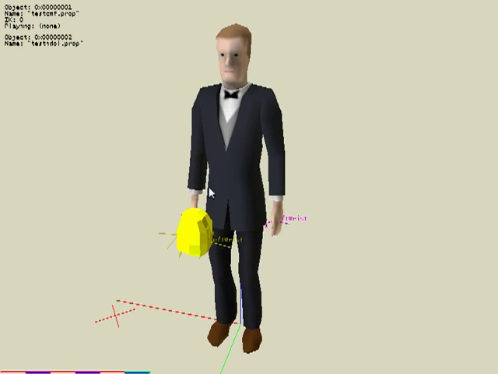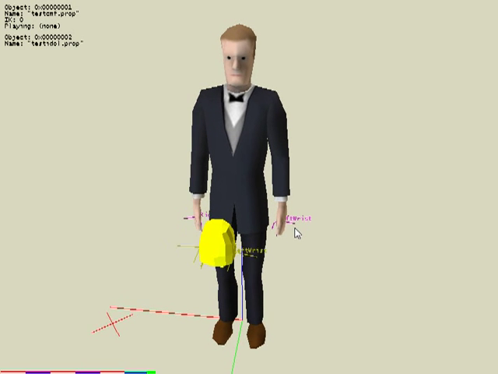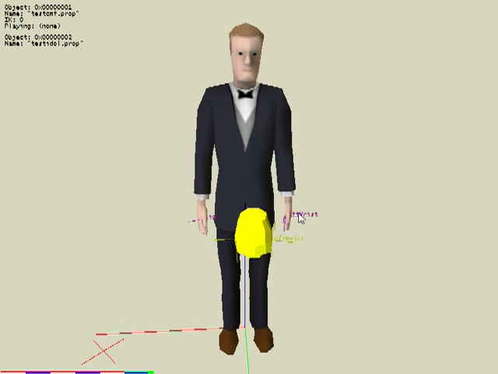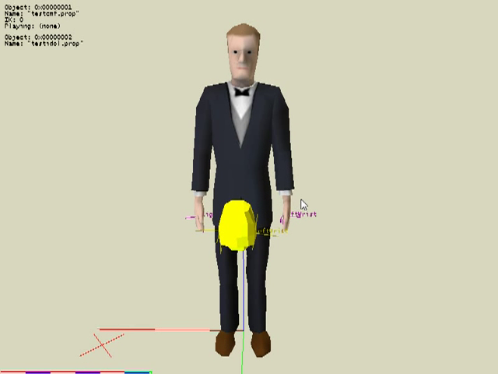And you can see on both, if you look carefully, that there are hard points. There's one on the left and right hands of the character, and there's one on the left and right sides of the idol.